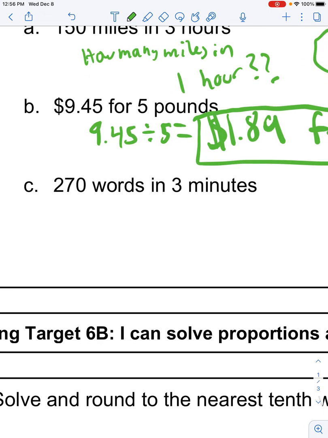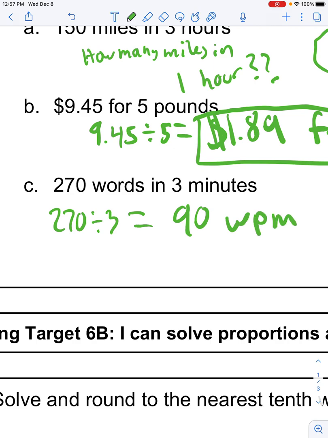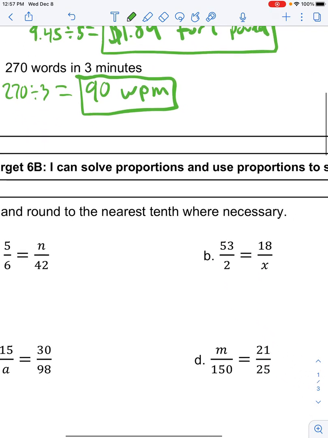And last but not least, 270 words in 3 minutes. Maybe that's reading, maybe it's writing. Either way, if we want to find out how many words we can say or type in 1 minute, we have to divide it by 3 and get an answer of 90 words per minute, WPM.